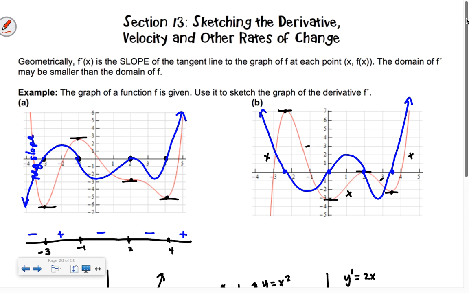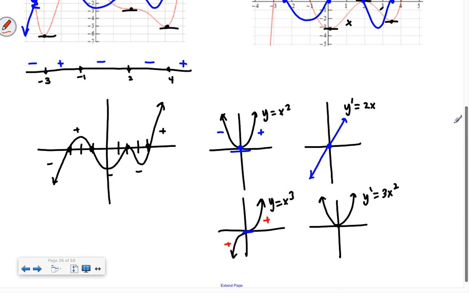Good? Syro, are you good? Syro's like this.